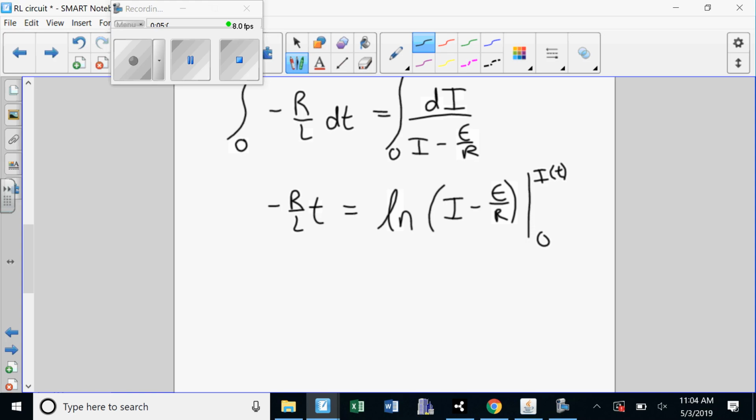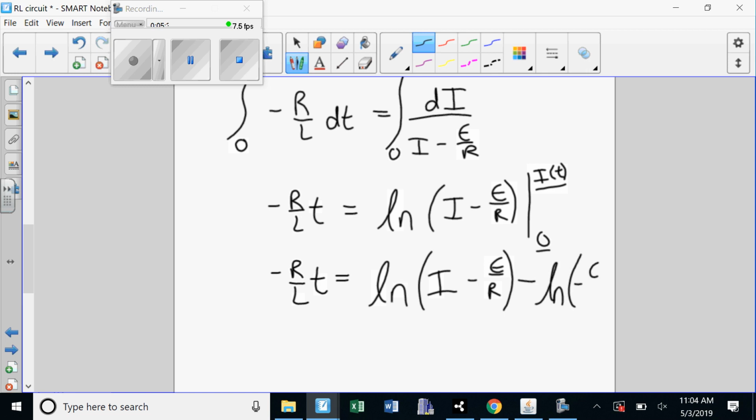Over here on the right side, 0 is going to contribute something. So we need to make sure that we don't forget that step. So minus R over L t. I'm going to go ahead and put my integration bounds in when I evaluate with just current. I get ln of I minus epsilon over R minus, and then when I evaluate it with 0, I do get a term here. It's ln of minus epsilon over R. I lost my negative there. So minus epsilon over R.